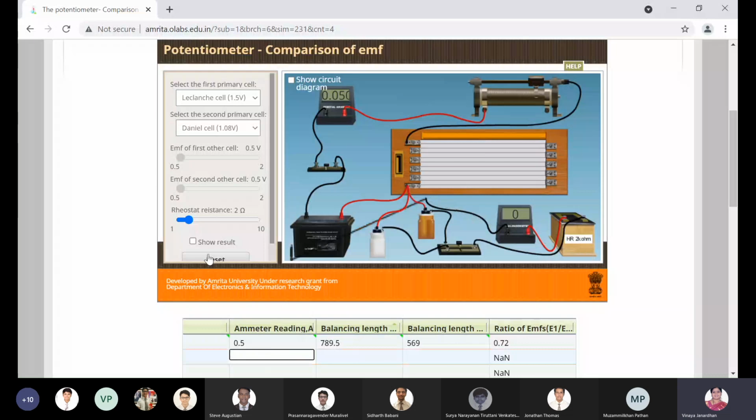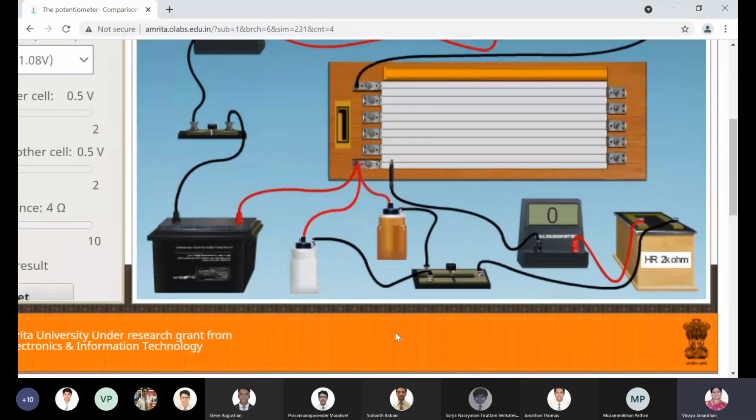Okay. Next, I have to change the current. Can you see the rheostat resistance? When I'm changing the resistance of your rheostat, I'm going to change the current. So let me make it 4.5 or 4.7 or 4.8. So I'm just making it 0.48. And let me go for putting the key.